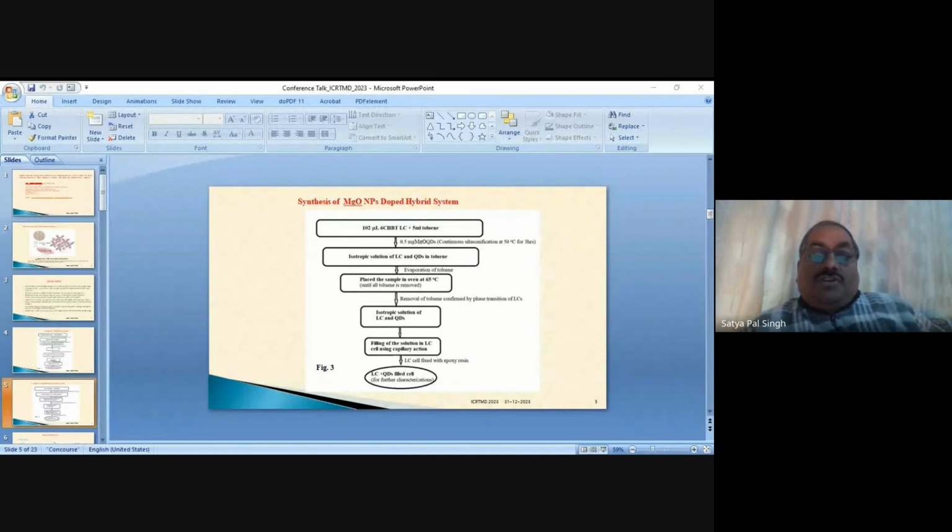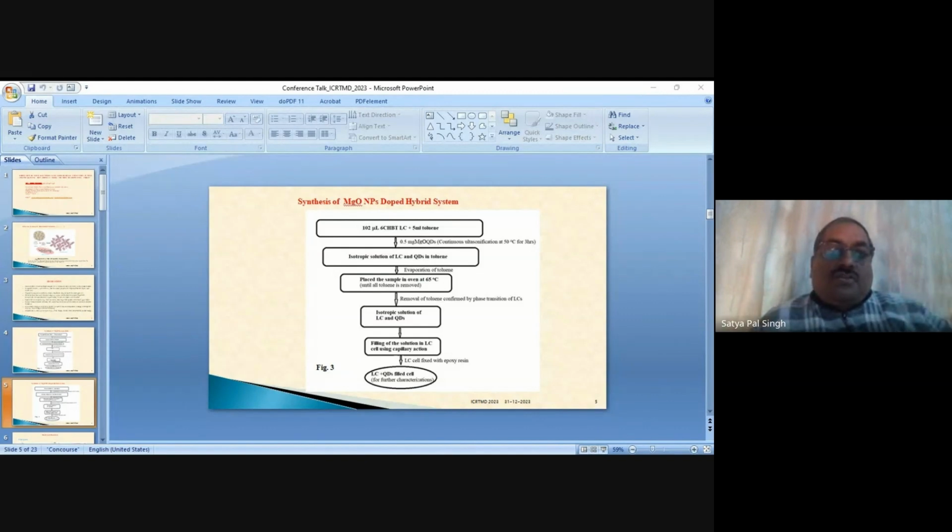For evaporation, we place it at 65 degrees. Toluene is removed, and we are left with the homogeneous solution of MgO and liquid crystal, an isotropic solution of liquid crystal. And next thing is that we use micro spacers of 60 micron thickness. Small films are placed between two glass surfaces and sealed from the other three sides, and with the help of a capillary tube we pour this small amount of liquid crystal and quantum dot inside the cell. So we do it for the MgO mainly.